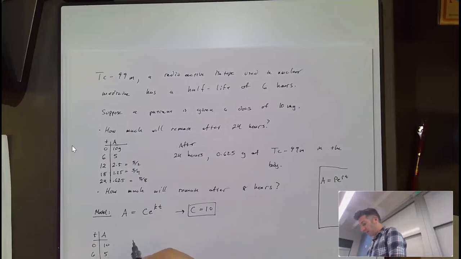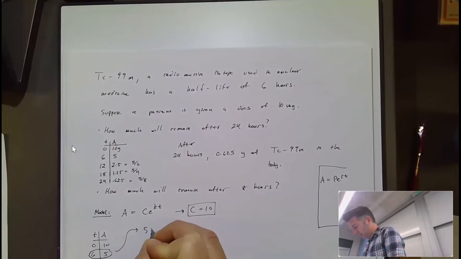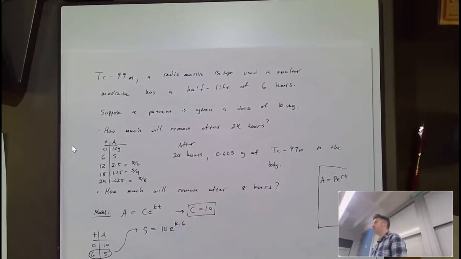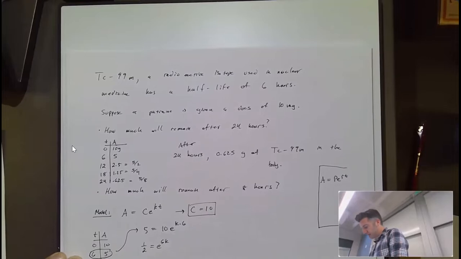So I'm going to plug in the other piece of data and get A is 5. It's equal to 10 e to the K times T, which is 6. And now we solve for K. So divide both sides by 10. You get 1/2 equal to e to the 6K. Take the natural log of both sides. Divide by 6.